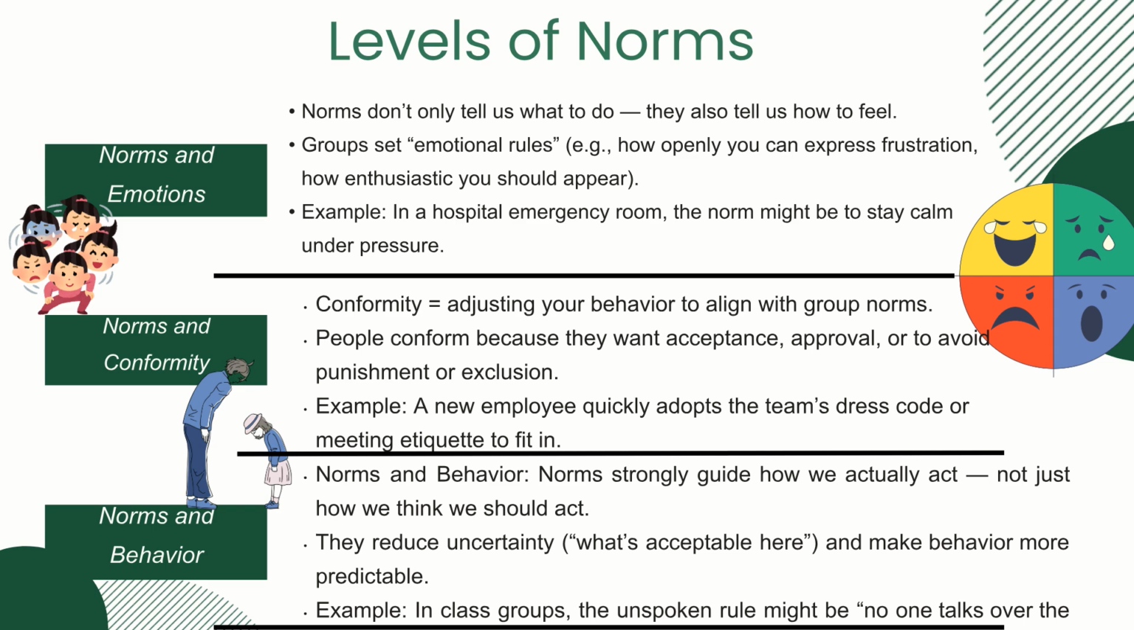2. Norms and conformity mean that people adjust their behavior to match the group's expectations. We often conform because we want to be accepted, get approval, or avoid criticism. For example, a new employee may quickly follow the team's dress code or meeting habits to fit in. 3. Norms and behavior show how group rules guide what we actually do, not just what we think we should do. They make behavior predictable and reduce confusion. For example, in a classroom, the unspoken rule might be, no one talks over the professor, which shapes how everyone behaves.